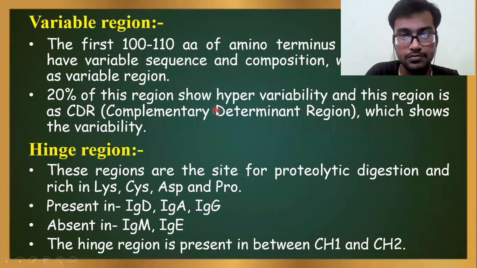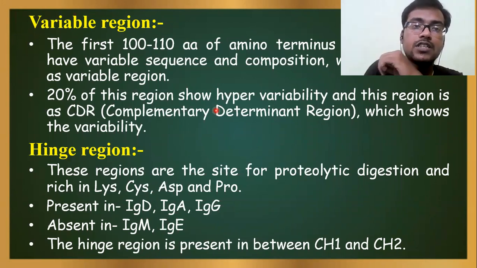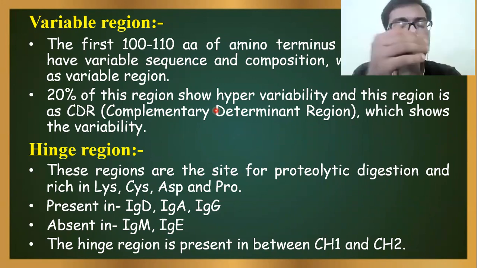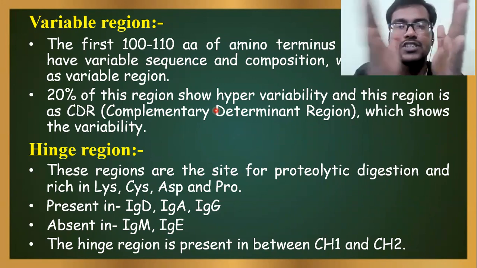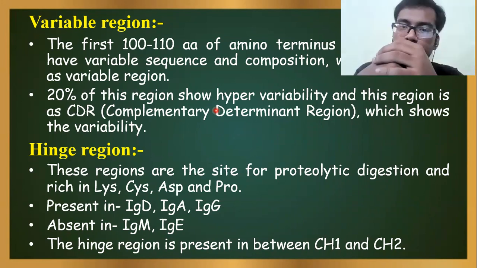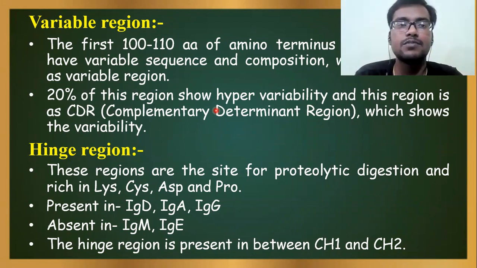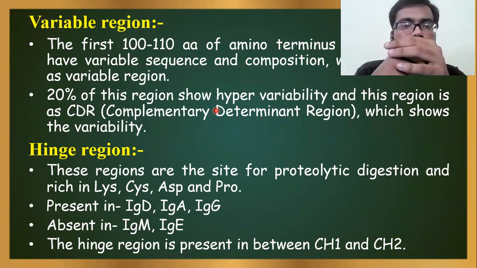It is called the variable region because different types of antigen bind to different types of antibody. The structure of antibody is almost similar except for the variable region. They vary from antibody to antibody. Different types of antibody have different types of variable region for different types of antigen.